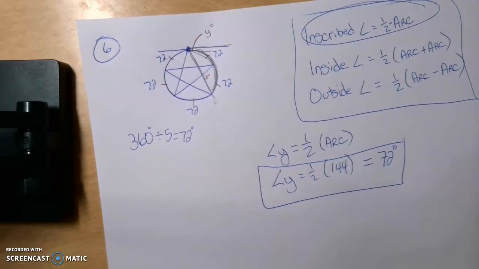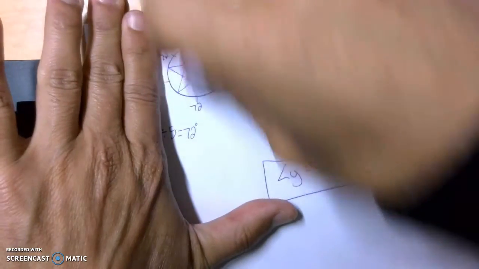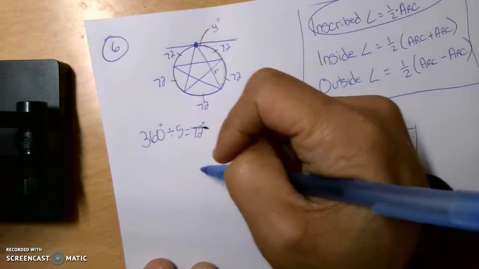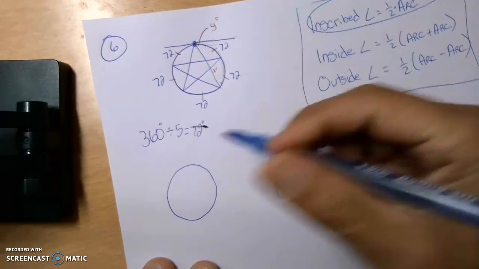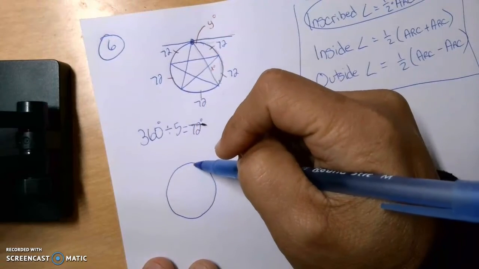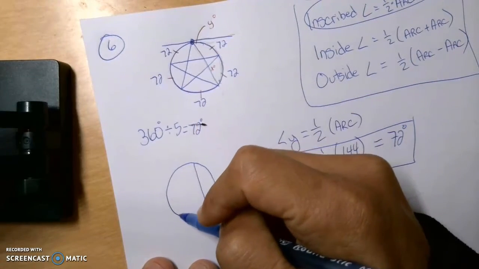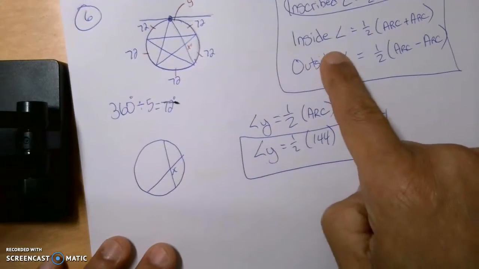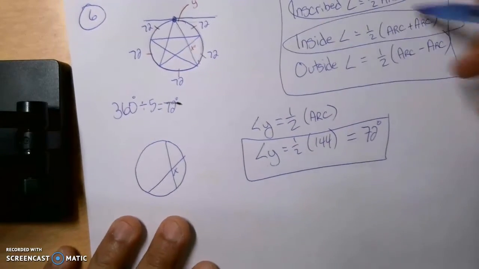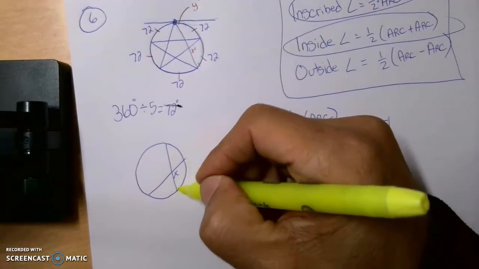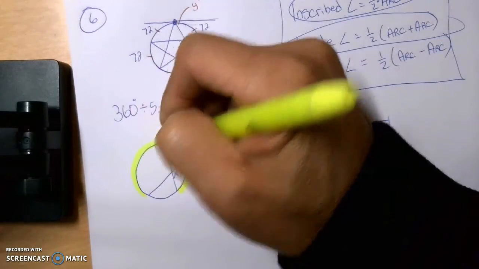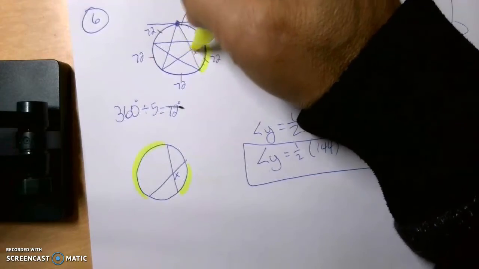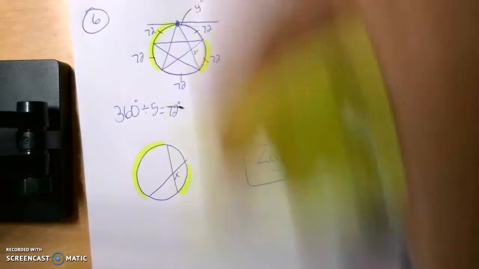Angle X, if you'll notice, is way more confusing looking, and so you really have to stay focused on where X is. I'm going to try to redraw it. The star is going to throw people off, but if you just look at angle X, it's right here. And angle X is an inside angle, so we're going to use this formula here. It hits 2 arcs. It hits this one here and this one here. It hits this arc here, and if I extend the lines, it hits this arc here.